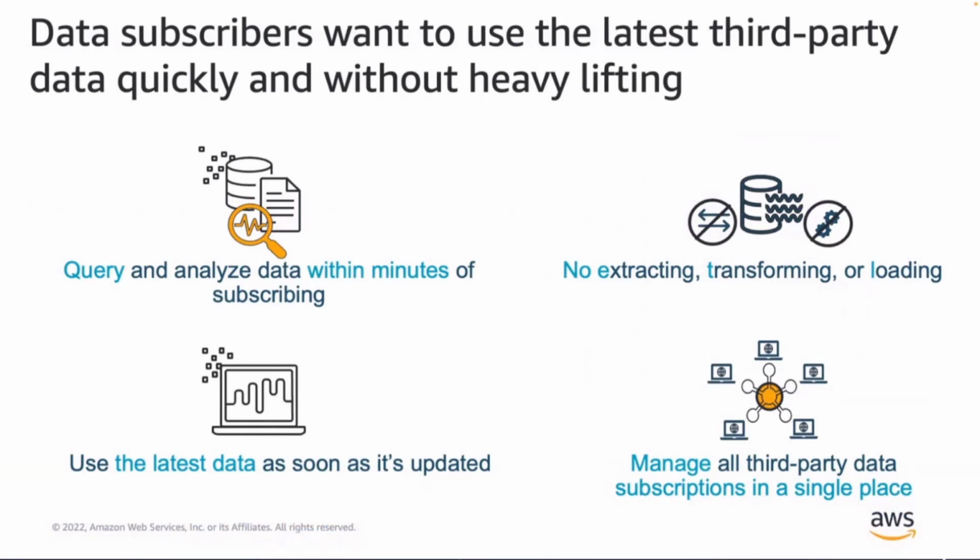So how does AWS Data Exchange for Amazon Redshift help data subscribers? First, it gives subscribers the ability to query and analyze third-party data that they have subscribed to within a matter of minutes. They don't need to deal with complex ETL processing because the data can be accessed directly from the provider. There's also no lag because live data is available to the subscribers, so there is no need to download the data from the provider and copy it into your own Redshift cluster. It also helps to manage all third-party data subscriptions in a single place.